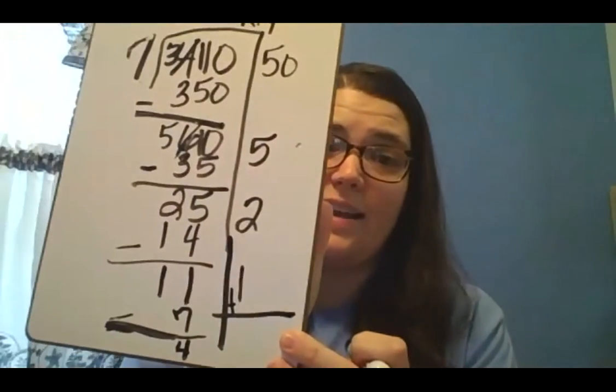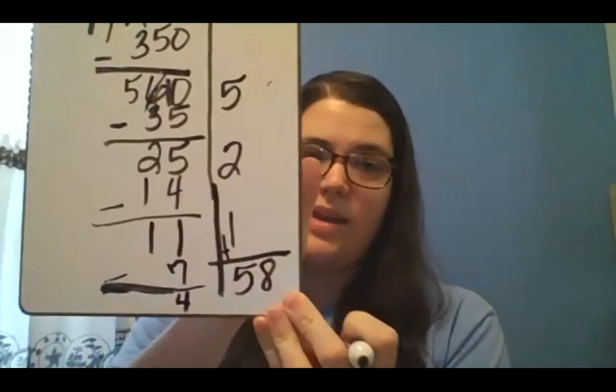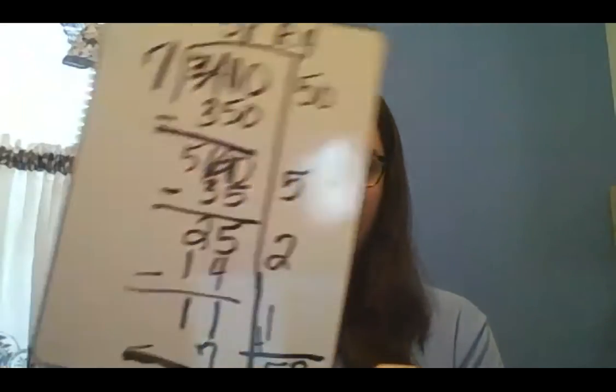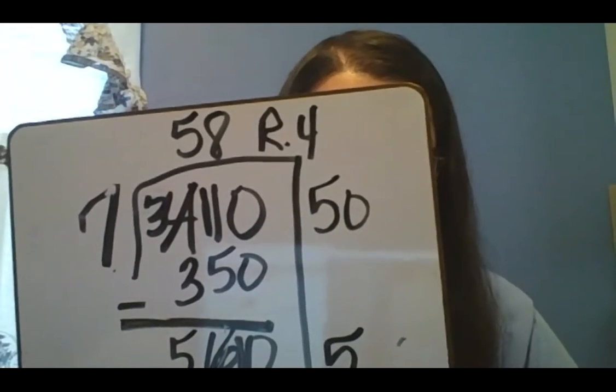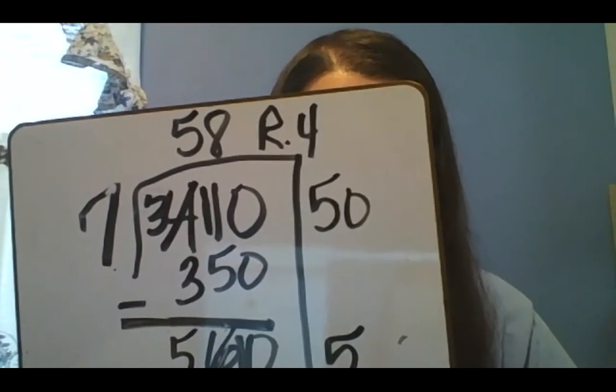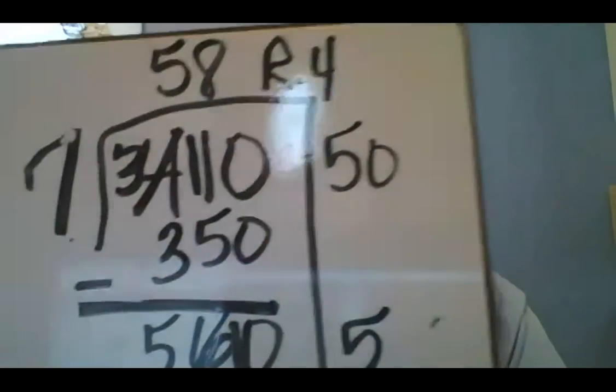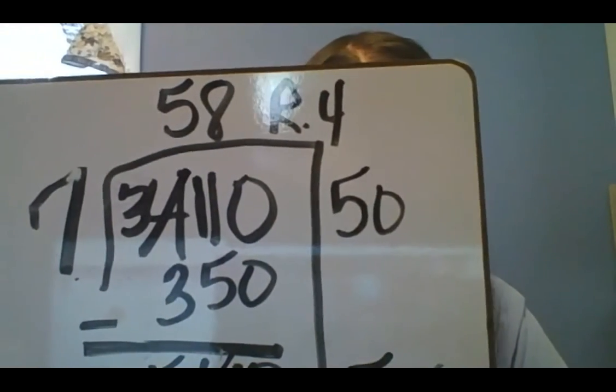So whenever we add all of our numbers on the side here, our little running list of what we used, it gives us 58. So the 58 goes up here at the top. So our total answer, our whole answer for 410 divided by 7 is 58, remainder 4.